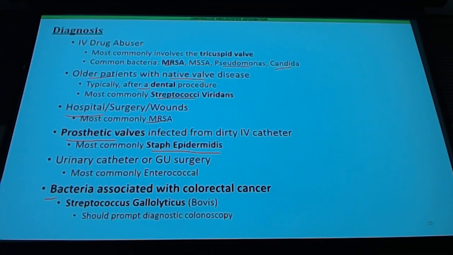What's interesting is if you have a culture that comes back with Strep gallolyticus, this actually could be the initial presenting sign of colon cancer. They may not know they have colon cancer, but this bacteria shows up in their blood culture. Then you should be highly, highly suspicious for colon cancer, and as soon as they are stabilized, they're getting a colonoscopy to evaluate for that cancer.